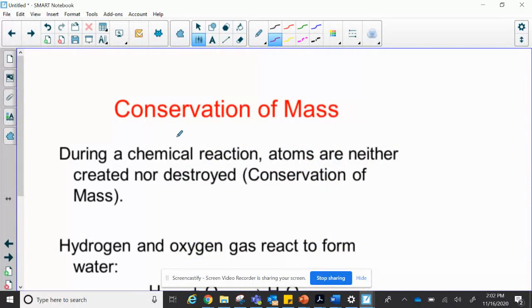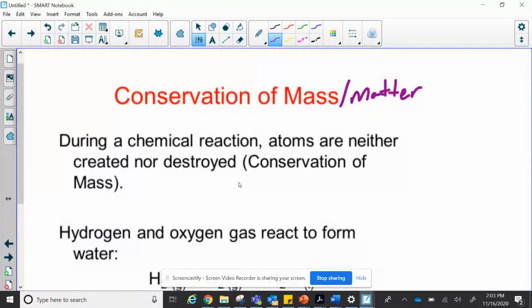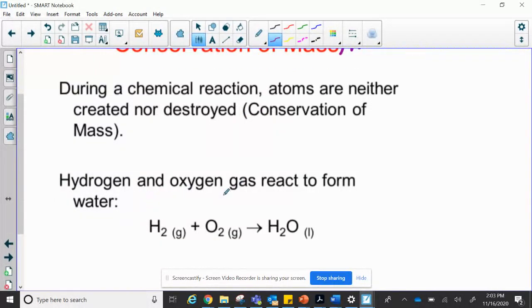We need to talk about the conservation of mass, or sometimes it's called conservation of matter. And really, for the most part, it means the same thing. During a chemical reaction, atoms are not created or destroyed. This is the conservation of matter or mass, okay? They cannot be created or destroyed. They exist, and you can't get rid of them, and you can't get more. So for an example here, we have hydrogen and oxygen gas. It's the same example as before, reacting to form water. So we have H2 and O2 react to form H2O.